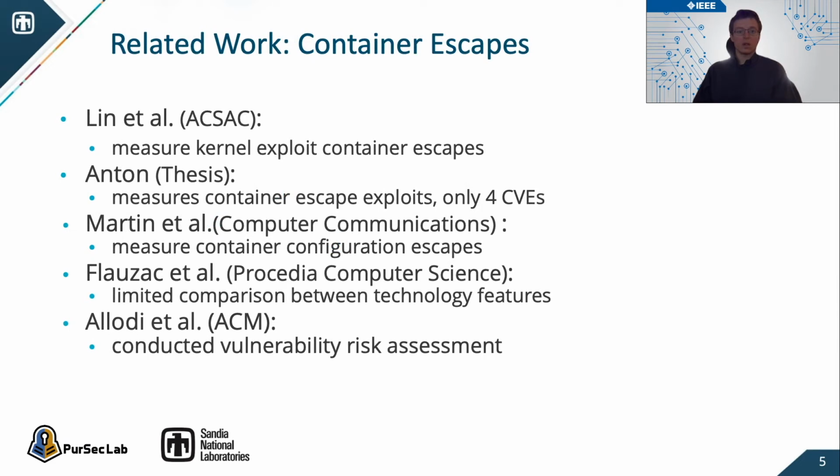And so, during our literature review, we found 5 works that apply to this research. The first was from Lin et al., where they study container escapes which exploit kernel vulnerabilities. The second was from Anton, which is a previous thesis that investigated container escapes from all 3 categories, but only examined 4 CVEs. The third was Martin et al., where they studied container escapes exploiting Docker container misconfiguration vulnerabilities. The fourth was Flausic et al., where they did a comparison between container runtime technology features, but they did not discuss any vulnerabilities. And finally, the fifth was Elodie et al., where they conducted a vulnerability risk assessment by comparing discovered CVEs to actively used exploits.